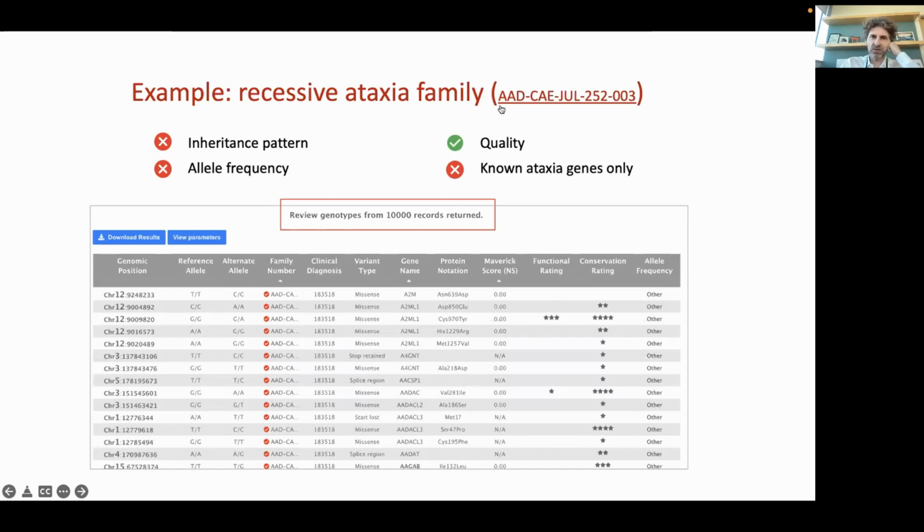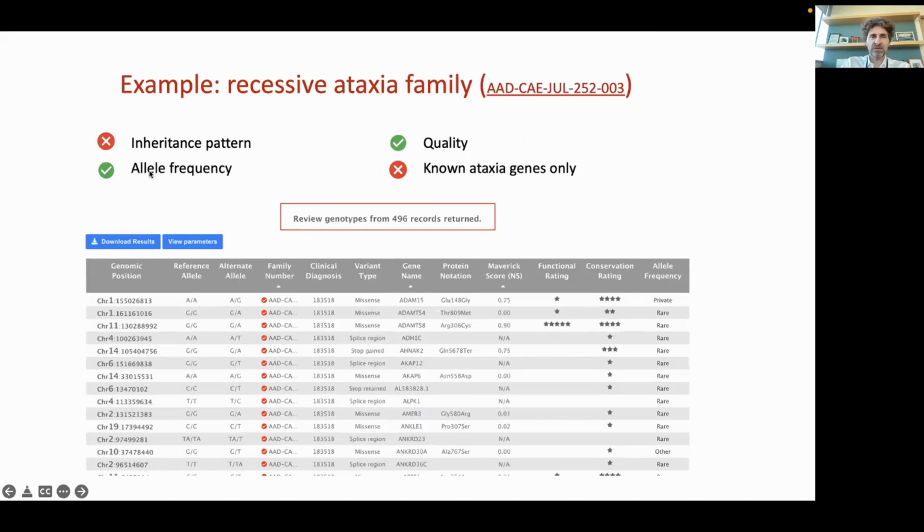This is a case of a recessive ataxia family. So we know it's recessive. We know the phenotype. That's great. And I just apply these 4 filters that I showed you. I actually only apply the quality filter to begin with. I don't want to get all these super low covered, low quality variants. If I do this and I do not consider the other ones, I get over 10,000 records back for this one case. So that obviously is not super effective, to just do quality.